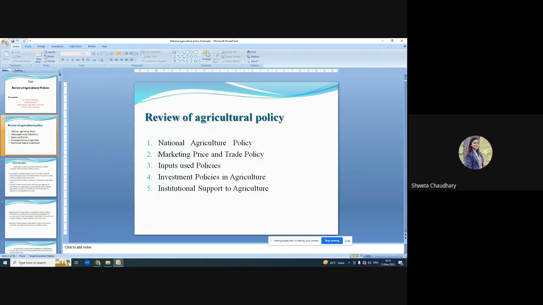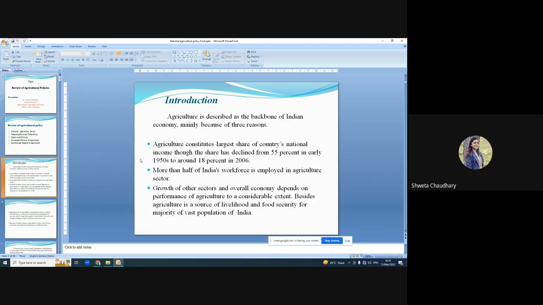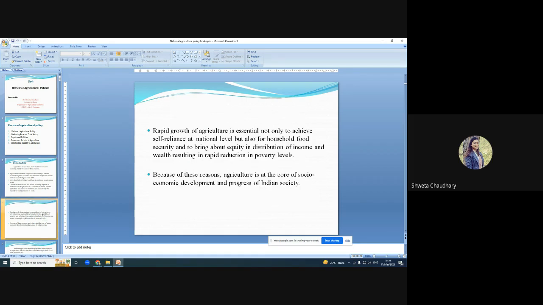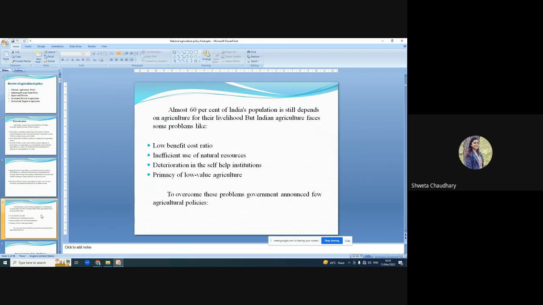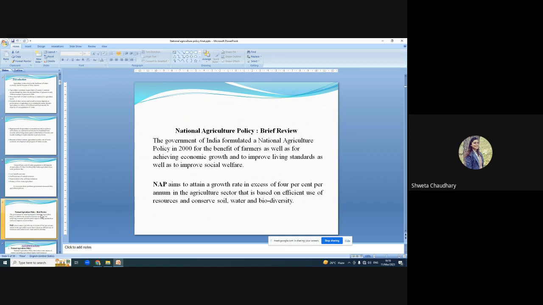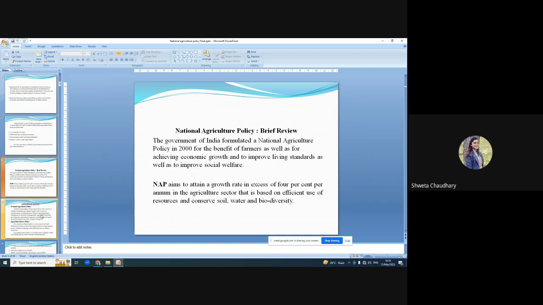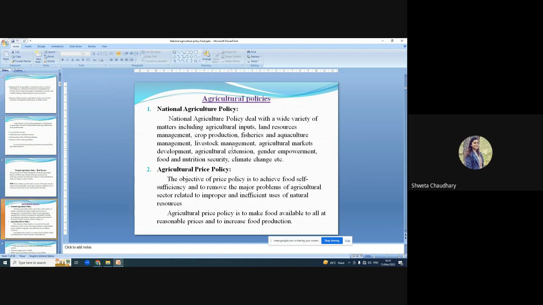So you can just have a look again. These were the things that we have discussed. Then this was the introduction. If you want, you can take pictures of these screenshots of the slides. You can read later on. So this is the scenario of agriculture in our country. Then we have a policy that we have discussed. Then we have discussed different policies in brief.